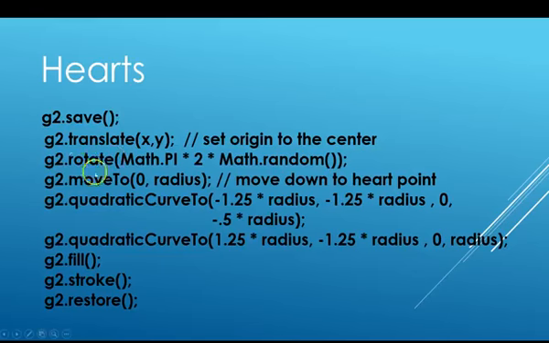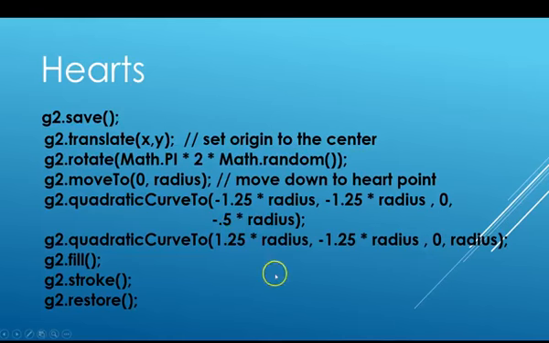So we move to our 0. In this case, the radius is below the center point instead of being a negative radius. That's going to be the point of the heart. Then here's our quadratic curve. It starts at this position and draws to 0 and minus .5 times the radius. So again, that's on the y-axis. And it's half of the radius, but because it's negative, it's up at the top.